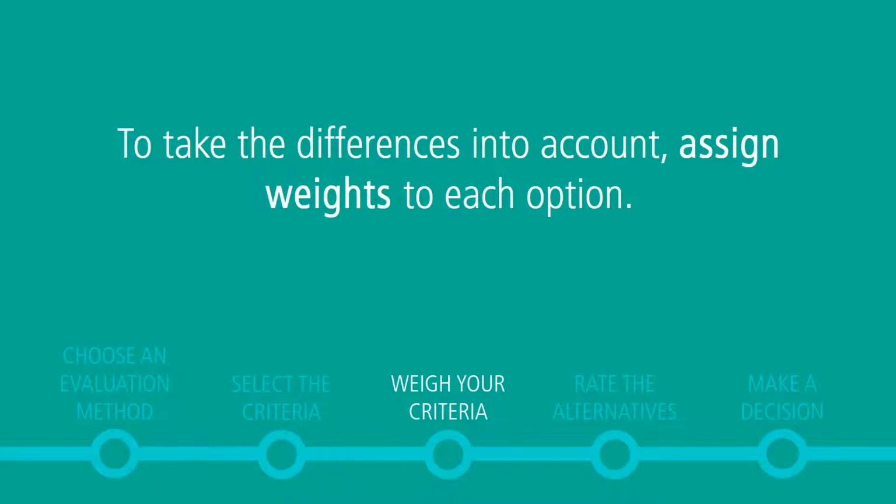However, not all criteria are equally important. To take the differences into account, assign weights to each option. For example, you might be evaluating locations for a customer appreciation event. Two criteria are overall cost and the availability of an event planner at the hotel. Because cost is more significant, you assign 80% of the decision to cost and 20% to the event planner. The weights you assign to each criterion determine how much influence each has in the final outcome.